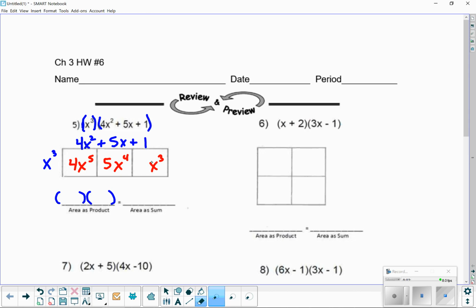All right. So my area as a product, let me just rewrite this. Area as a product is going to be x to the third, and I'm going to put parentheses just because that's how I was showing you guys. And if you don't want to put parentheses, I'll show you what it looks like. Just take it off. And then times 4x squared plus 5x plus 1.